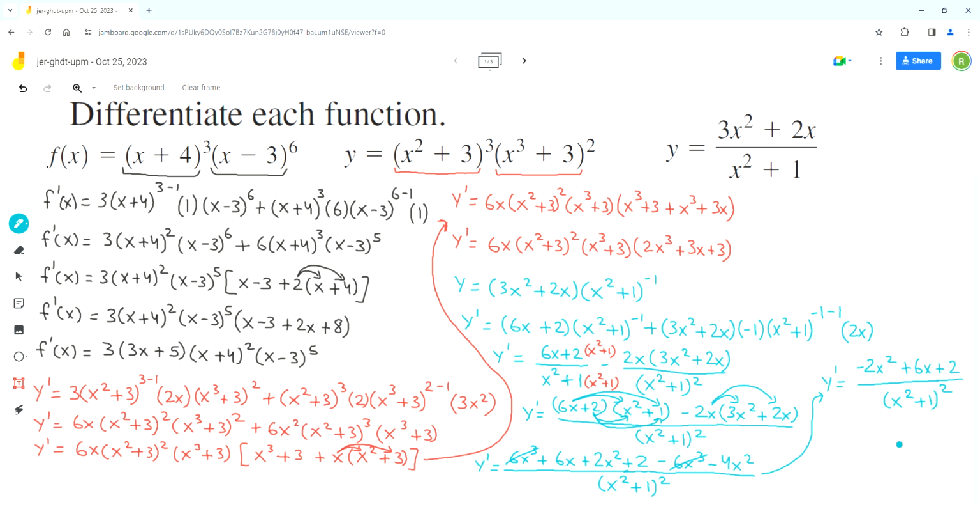So these are the steps you have to keep in mind to find the derivative of these types of functions. So these functions are complicated, so you have to be very careful when you are applying product rule and chain rule to find the derivative.